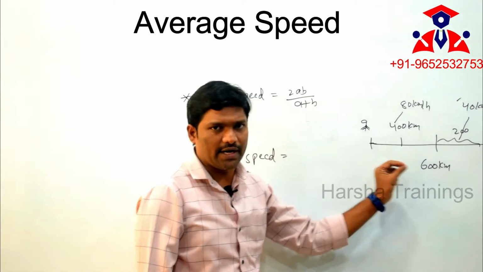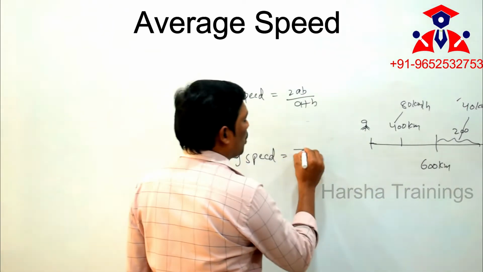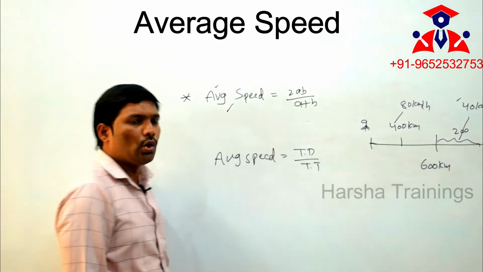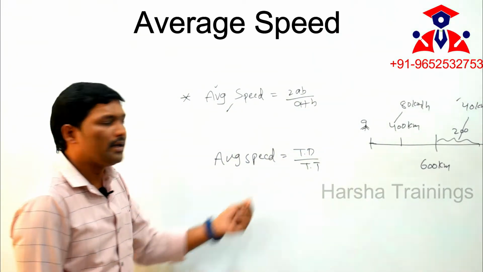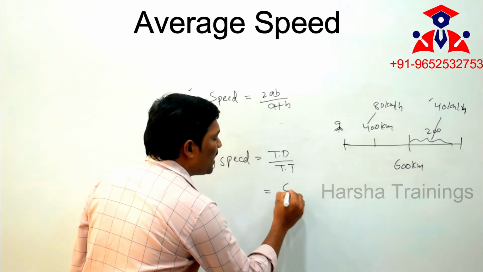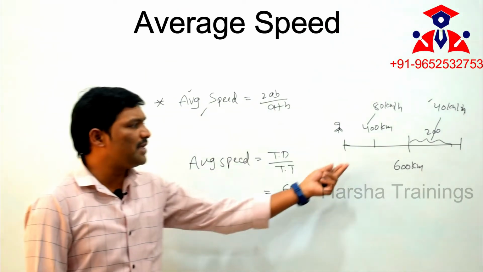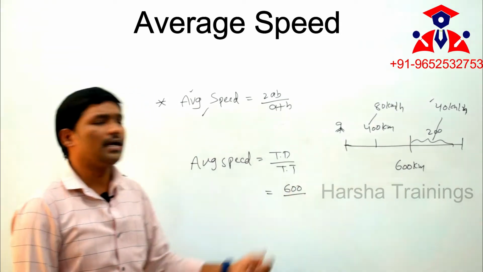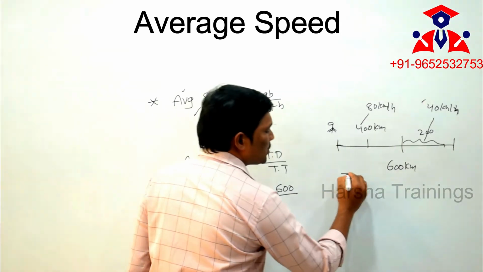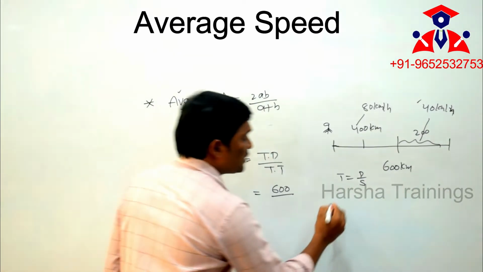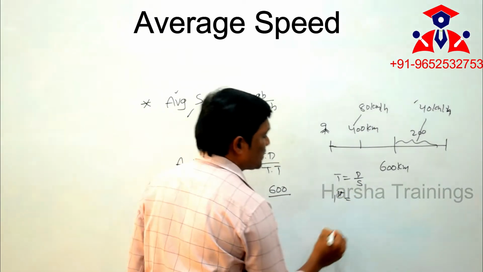The distance is different, then the average speed is total distance by total time taken. Total distance is how much? 600 kilometers. Total time is how much? A time is given? No. First find out the time. What is the formula of time? So time is equal to distance by speed. First find out the first time.